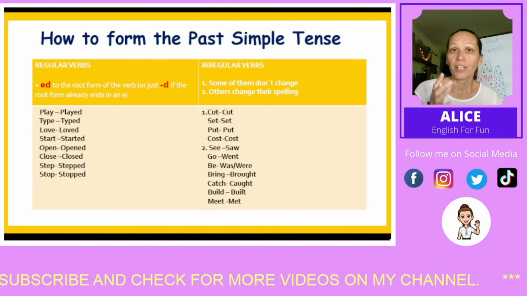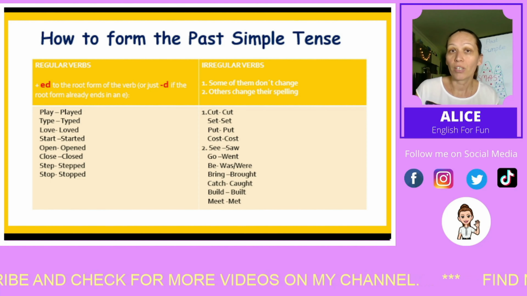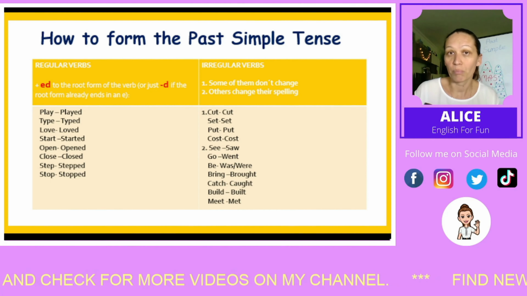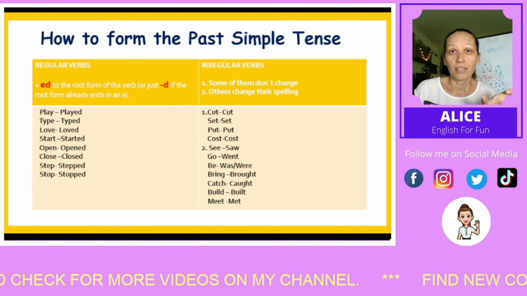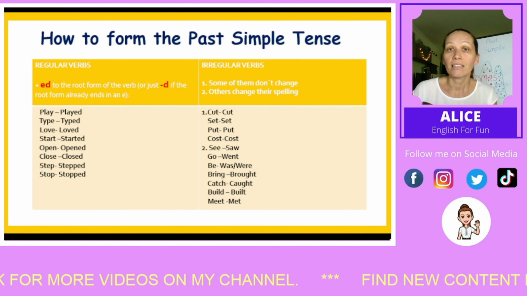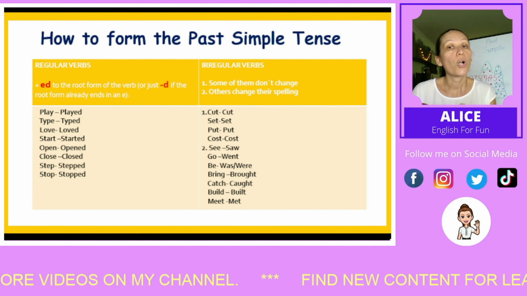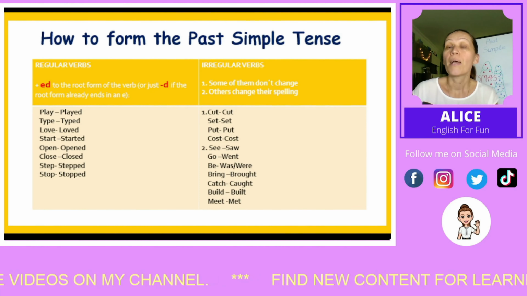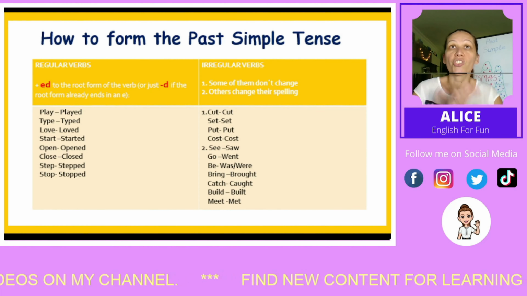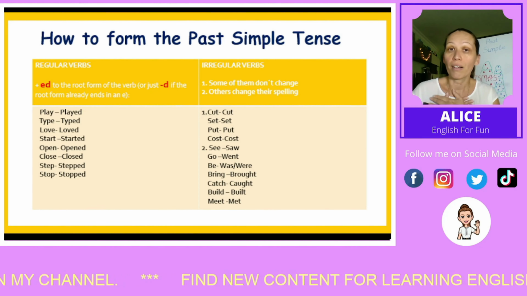But when we use irregular verbs in past simple, there are two types of them. First type, it's when the verb stays the same. Some verbs don't change at all. For example, cut in present, in the past will be the same. Cut. Set, set. Put, put. Cost, cost.